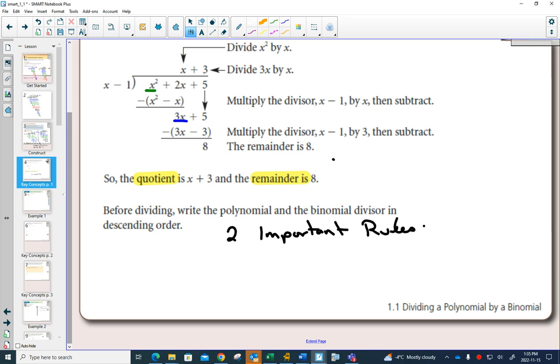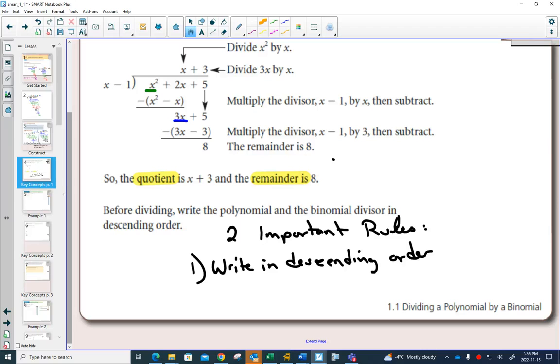Two important rules. One, we always want to write in descending order. So if you have x squared plus 2x plus 5, you don't want to write x squared plus 5 plus 2x. We would say the x squared has a degree of 2, the x has a degree of 1, and 5 is a constant, which has a degree of 0.